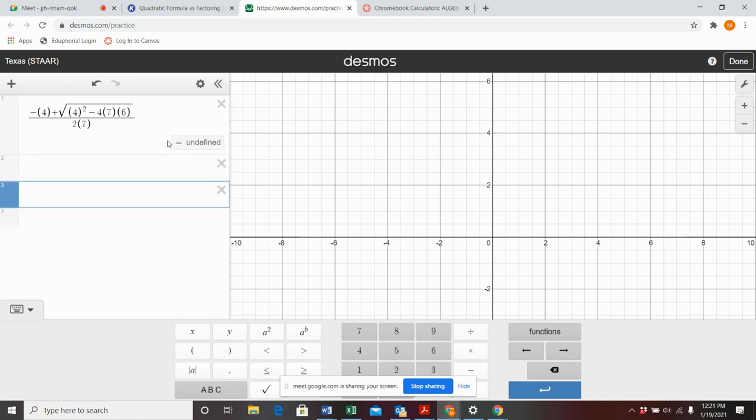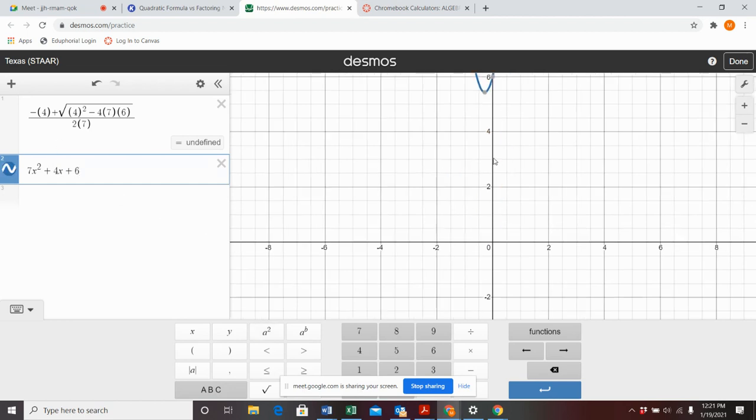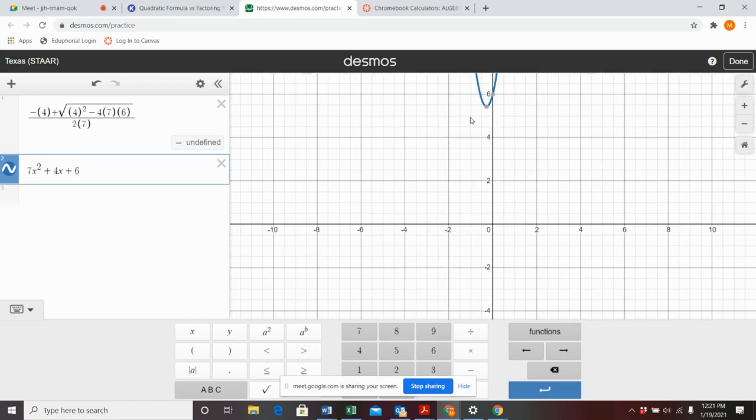Because if you graph it using Desmos, remember solutions are your x-intercepts. So if I graph 7x squared plus 4x plus 6, isn't that what it is? See how this graph never touches the x-axis? So that's why it's no solution, because solutions are when the graph touches the x-axis. So no matter what you do, what's your answer going to be? No solution.